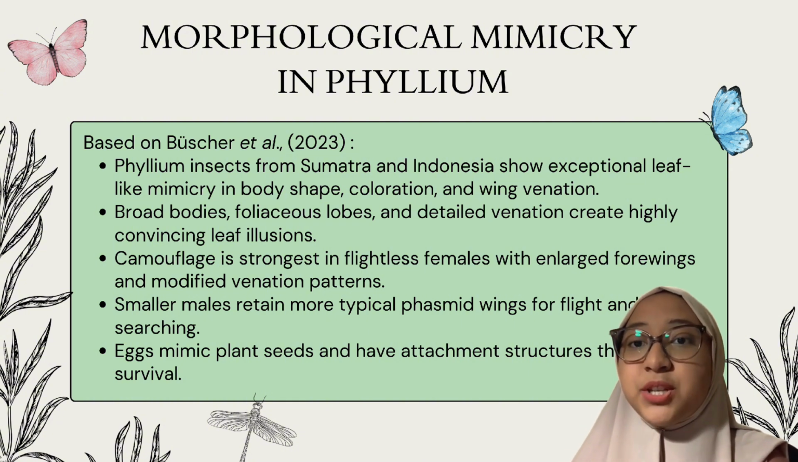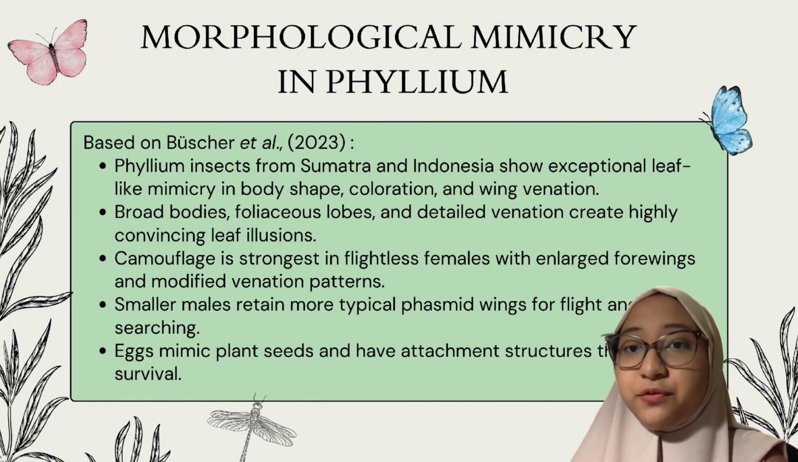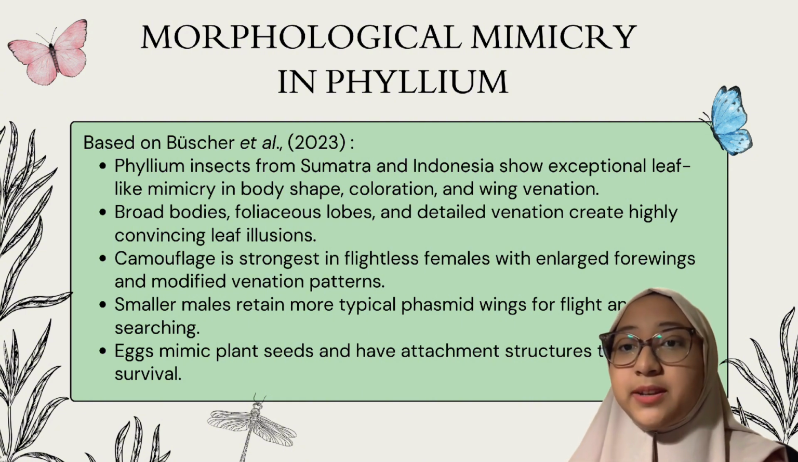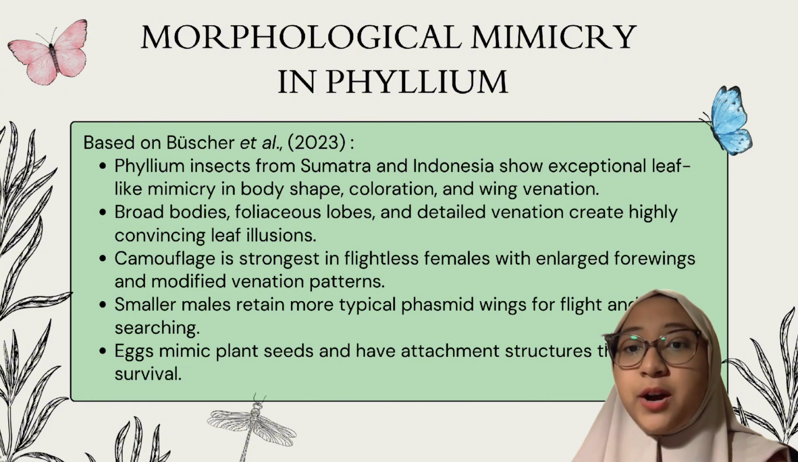This camouflage is especially strong in flightless females. They have enlarged forewings and modified venation patterns that make them look even more like angiosperm leaves. Meanwhile, the smaller males have more typical fast-moving wings, which are lighter and better suited for flight as they search for mates. Interestingly, the mimicry doesn't stop with the adults. Their eggs also imitate plant seeds, complete with attachment structures that help them stick to different surfaces. This increases their chances of surviving in a forest environment. So overall, Phyllium insects show how incredibly effective leaf-like mimicry can be, helping them blend into their surroundings, avoid predators, and continue their life cycle successfully.